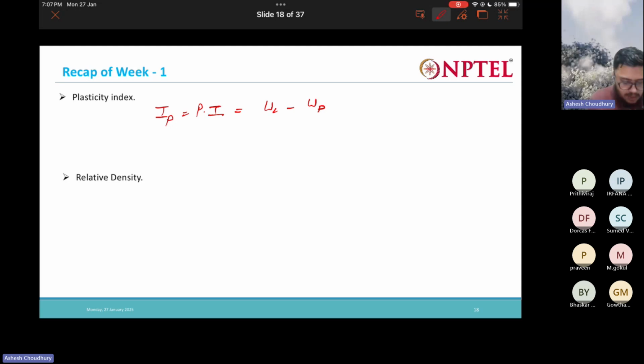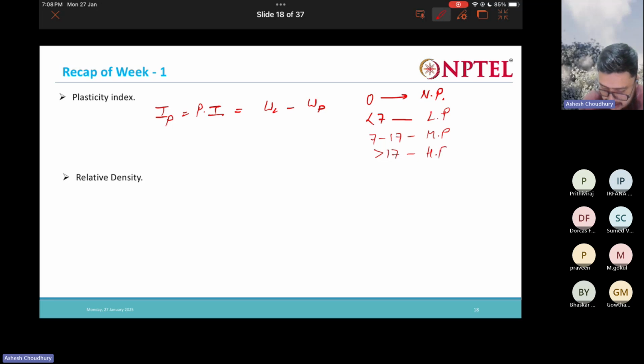Many people have given many limits, so I will just write some. If the plasticity index is 0, the soil is non-plastic. If it is less than 7, it is low plastic. If it is between 7 and 17, it is medium plastic, and if it is greater than 17, it is highly plastic. Okay, done.